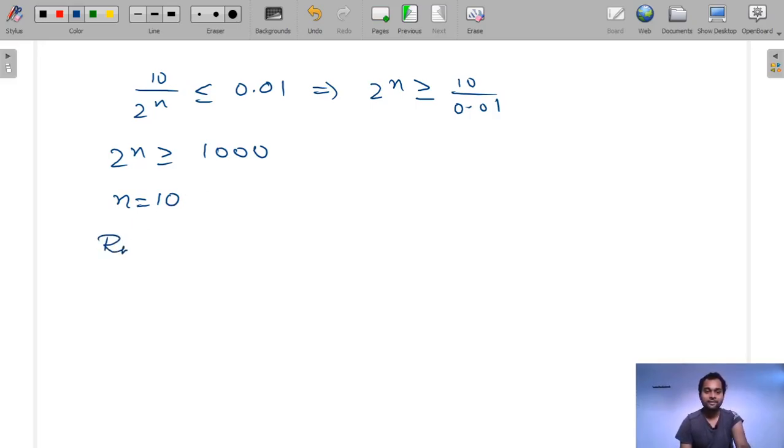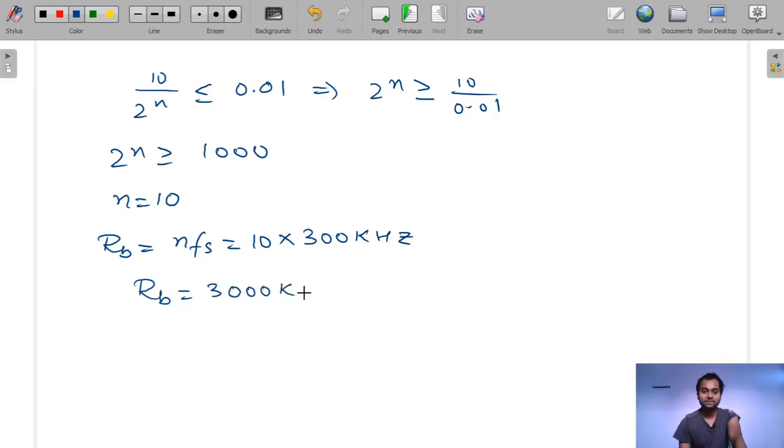So now our bit rate is equal to n into fs. The value of n is here 10, and fs we have 300 kilohertz. So our bit rate we got finally, Rb is equal to 300 into 10, that is equal to 3000 kilobit per second. There is one small modification: the unit of bit rate is not kilohertz, but sometimes it is given as kilohertz.